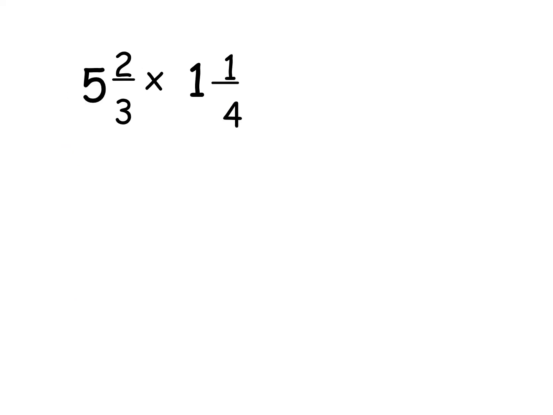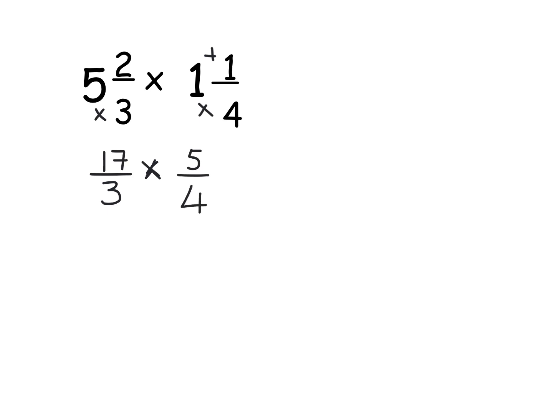And my final example, let's do one more. We're going to make them top heavy first. So top heavy, big times the bottom. 5 times 3 is 15. Add 2 is 17. So I have 17 over 3. Times 4 times 1, or 1 times 4 is 4. Add on the 1 is 5. So I've got 5 over 4.